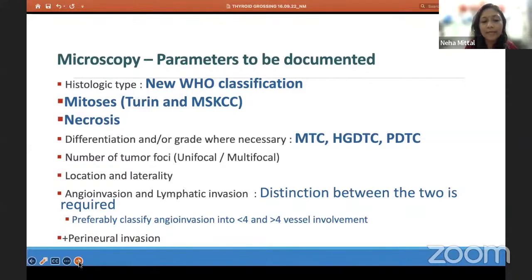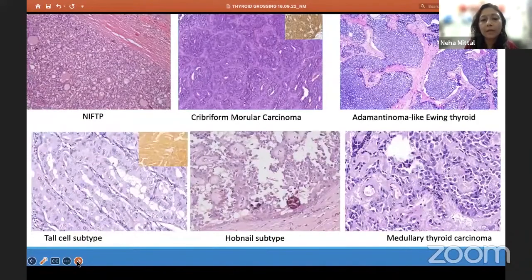Number of tumor foci, angio invasion and lymphatic, as I told you. Classification of angio invasion into less than 4 and more than 4 vessel. Extensive angio invasion is further harbinger of poor prognosis. Perineural invasion is no longer a core element in the thyroid reporting protocol.